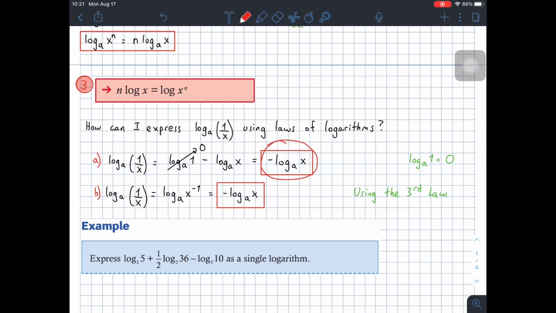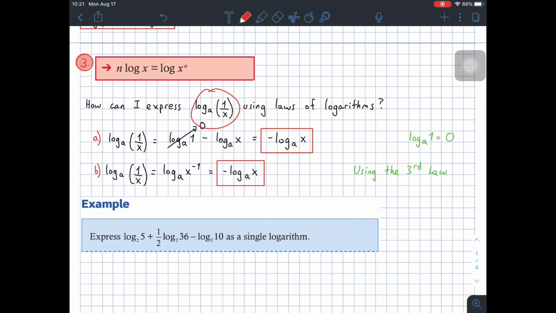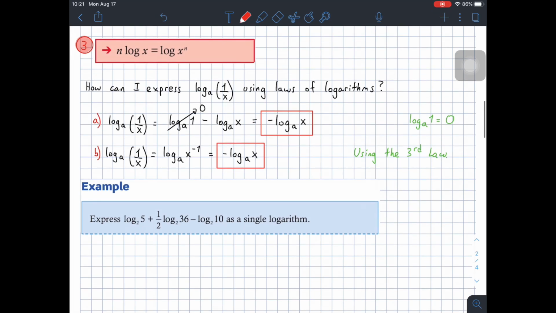So this is the equivalent of this that we have over here. Another way of expressing log base a of 1 over x is by doing it this way. It says log base a of 1 over x. This is the same as saying log base a of x to the power of -1. Remember, I can take this up by changing the sign of the exponent.